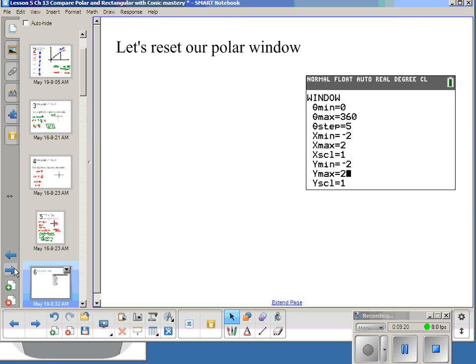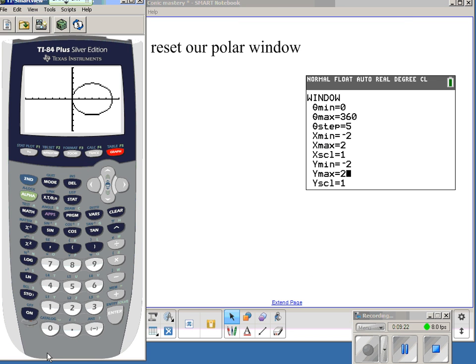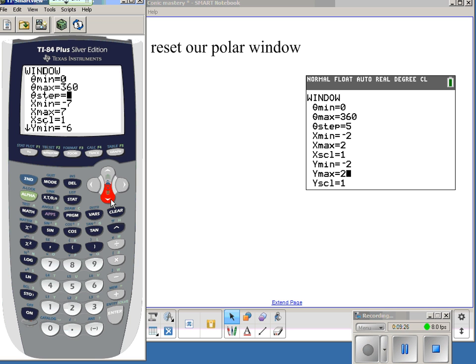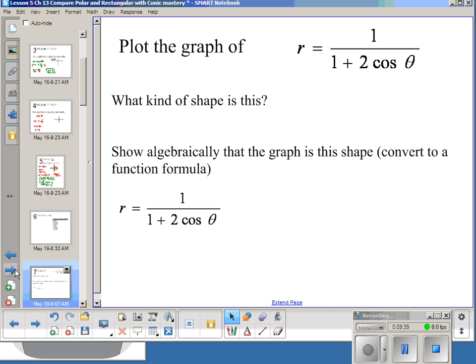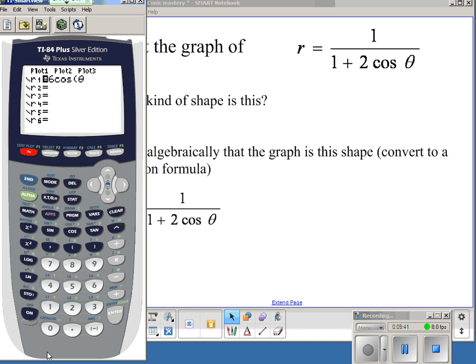All right, I think we're going to make our polar window just a little bit smaller. We're going to work with some graphs that are a little bit smaller. So I'm going to go now from -2 to 2, and again -2 to 2. All right, and what's next? Okay, so we're going to try and plot this graph first and see what we get. So I'm going to clear that and do 1 divided by, I need parentheses so that I divide by the whole bottom.